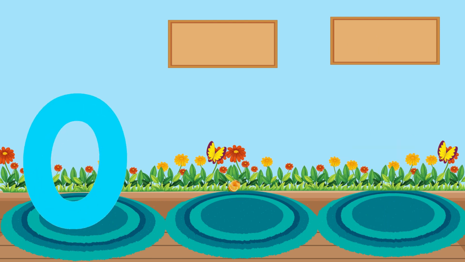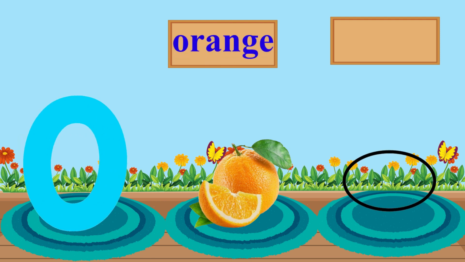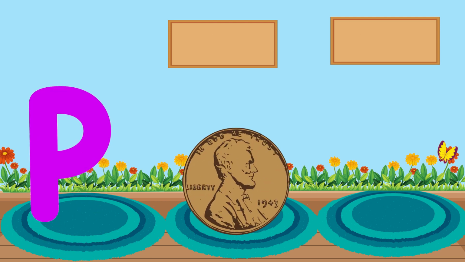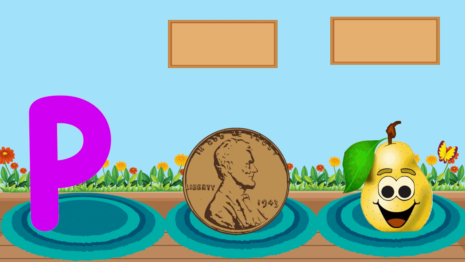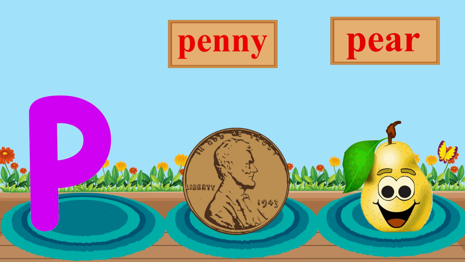N is for nine. O is for orange, orange. O is for oval, oval. O is for orange. O is for oval. P is for penny, penny. P is for pear. P, p, pear. P is for p, p, p, p, penny. P is for p, p, p, p, pear.